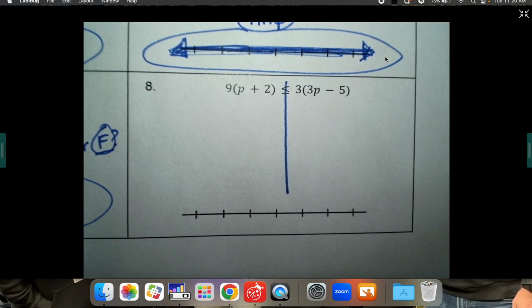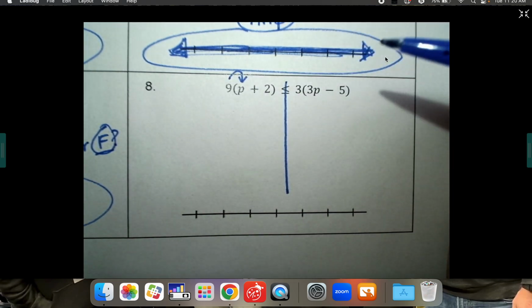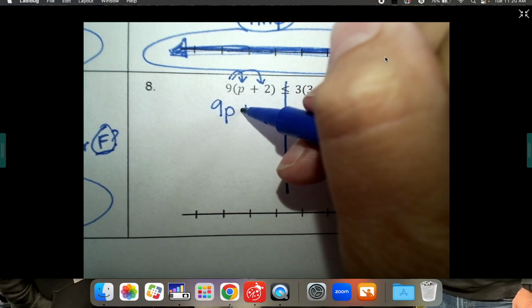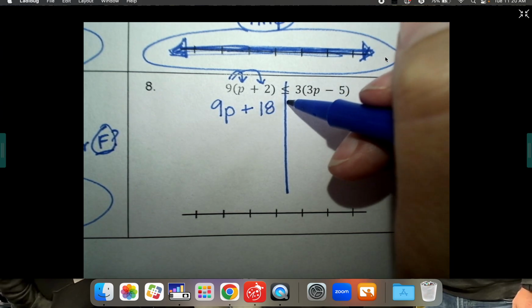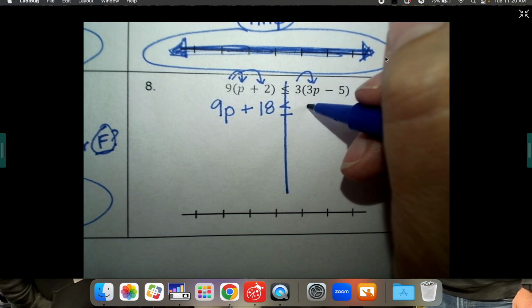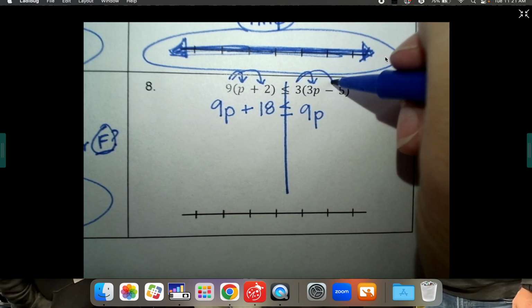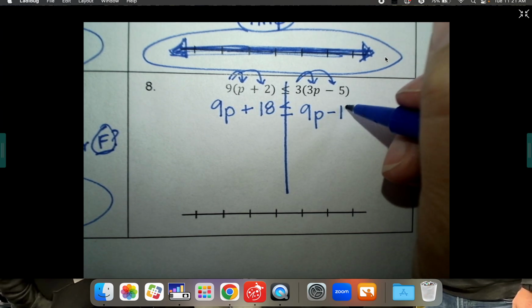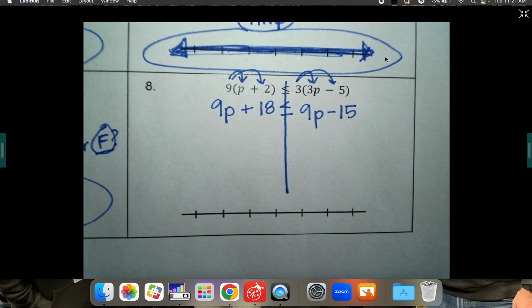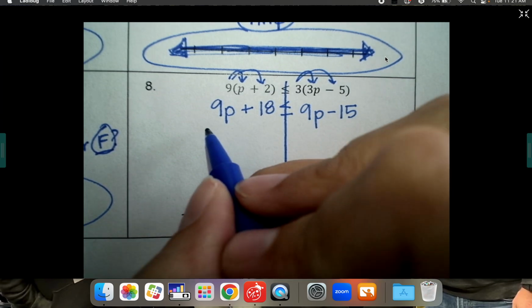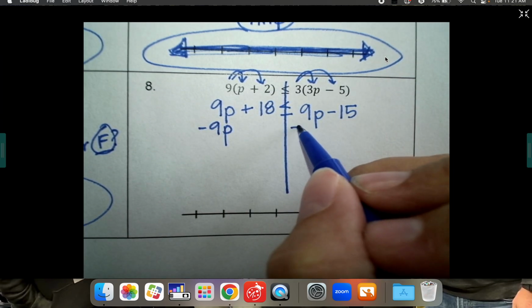All right, let's distribute on both sides. On the left, you have 9 times p, which is 9p. You have 9 times 2, which is positive 18. On the right, when you distribute 3 times 3p, you have 9p. And 3 times negative 5 is negative 15. All right, I see something that's going to happen here, but let's go ahead and make it happen. Subtract 9p on both sides.